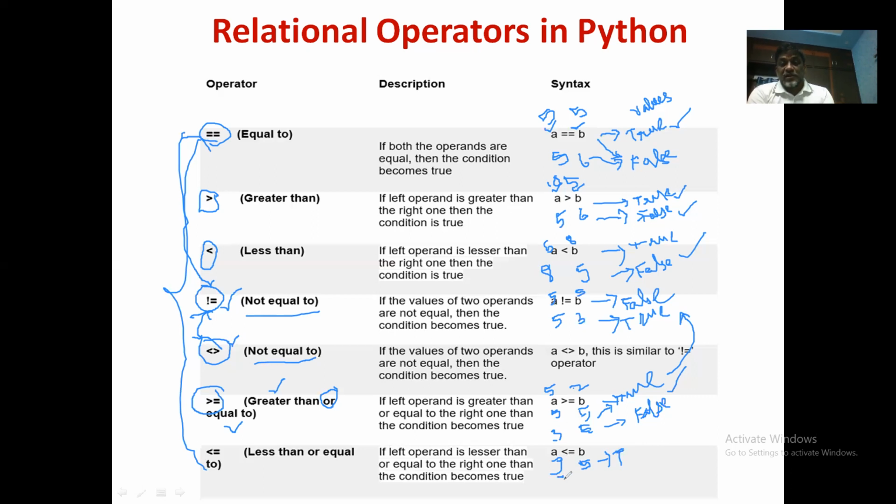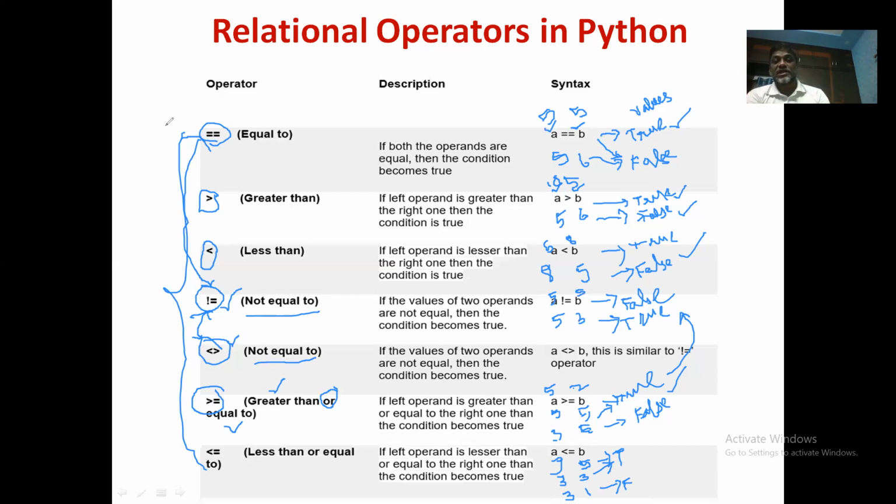If A is 3 and B is 3, the result is true. Same result. Either of these two conditions are met. If A is 3, okay, but B is 1, then it will return false. Why? A is greater than B. It is not satisfying either less than or equals to. Okay. So this is about relational operations.